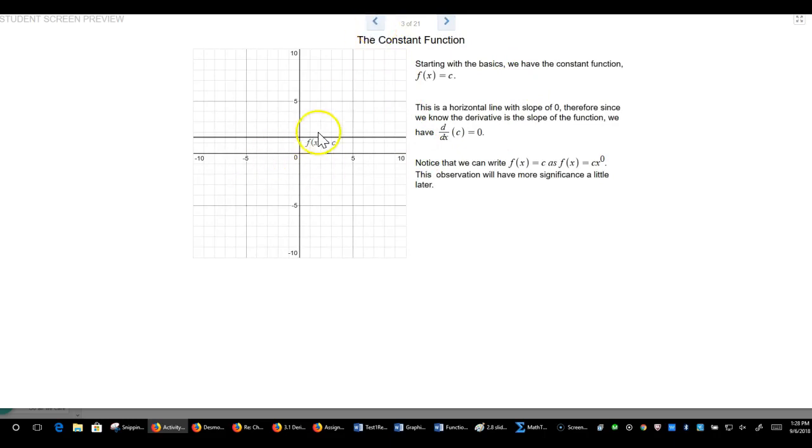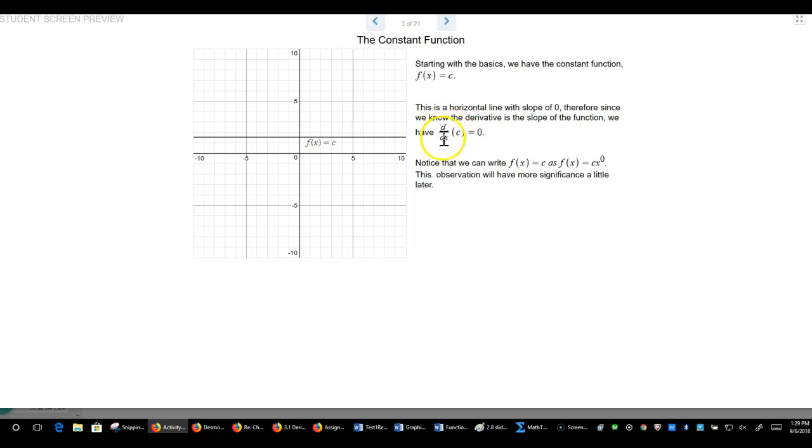So before we look at power and polynomial functions, we'll start with the constant function, because that actually is a special case of a polynomial or power function. So the constant function f of x equals c is just a horizontal line. So we know that the slope of that is 0. So we know that the derivative of that is 0. So that's our first quick shortcut rule. The derivative of a constant function c is just 0.